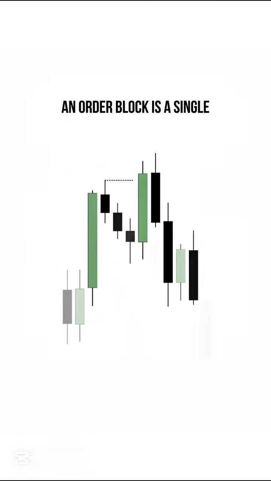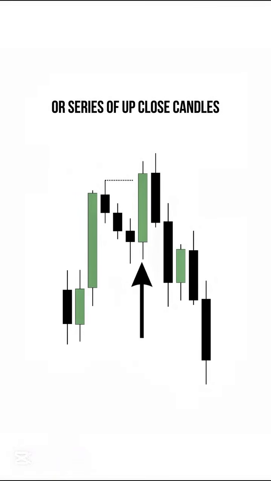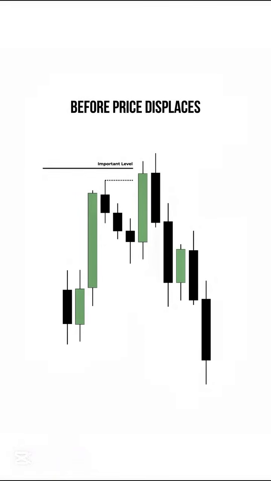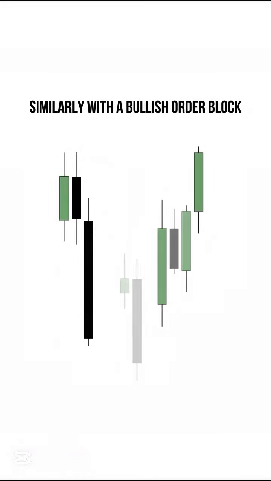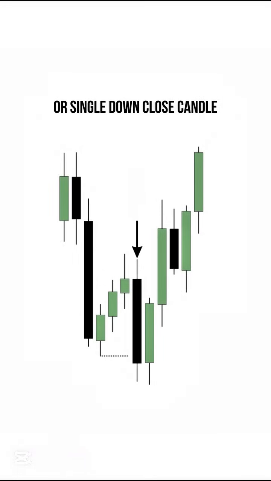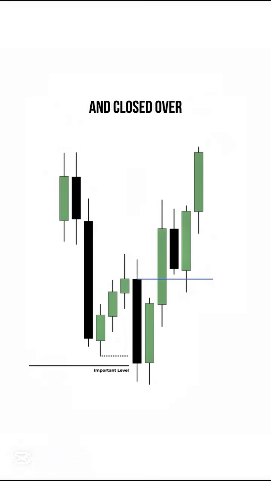An order block is a single or series of up-close candles into an important level before price displaces and closes below the opening price of that single or series of up-close candles, validating it as an order block. Then when retested, I'm looking for price to trade away from that order block. Similarly, with a bullish order block, we have a series or single down-close candle into an important level, which then gets displaced and closed over, validating it as an order block. Then when price retests this area, I want to see it trade away.